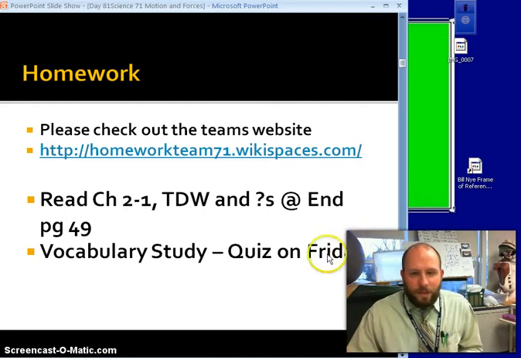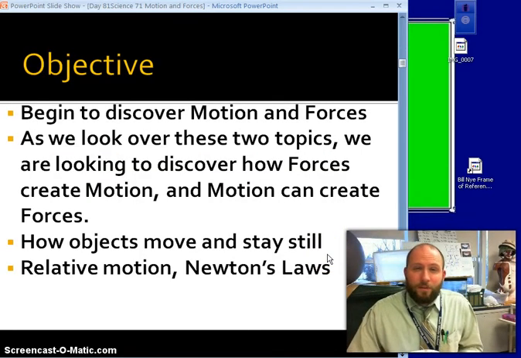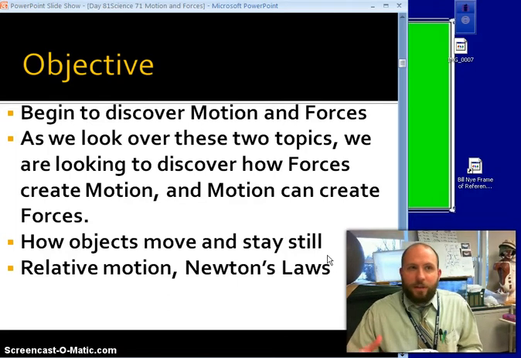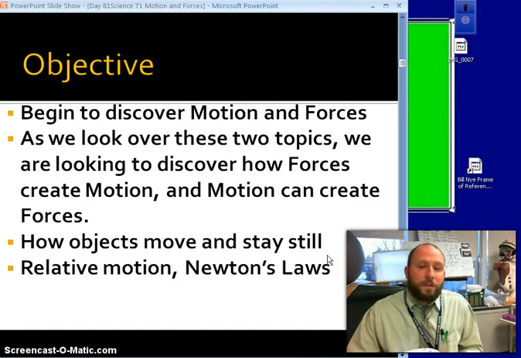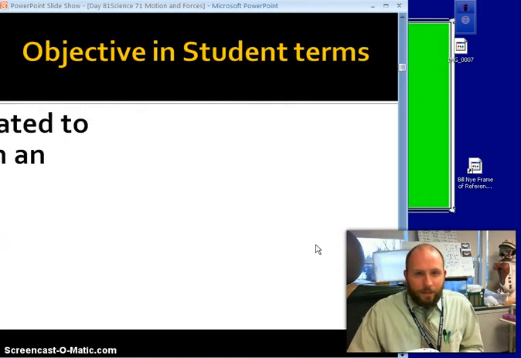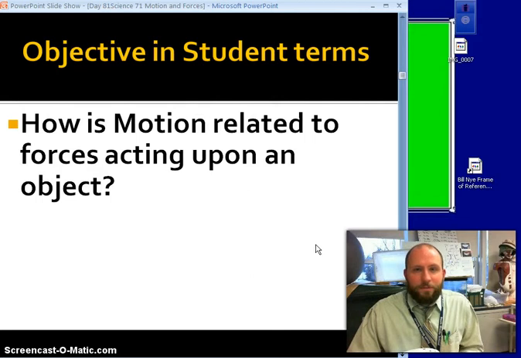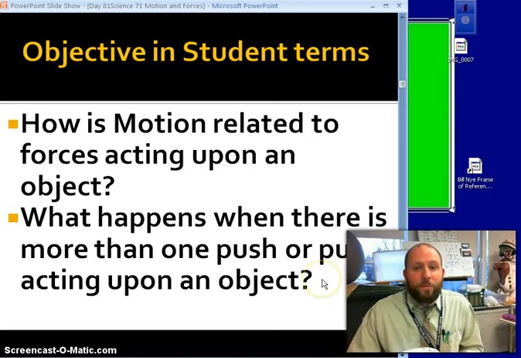Alright, so our objective is to begin really focusing on how motion and forces are connected, how a force can create a motion, and how motion can create a reciprocal force. We're going to be talking about Newton's laws as well. In student terms, very simple: how is motion related to forces acting upon an object? And what happens when there is more than one push or pull acting upon an object?